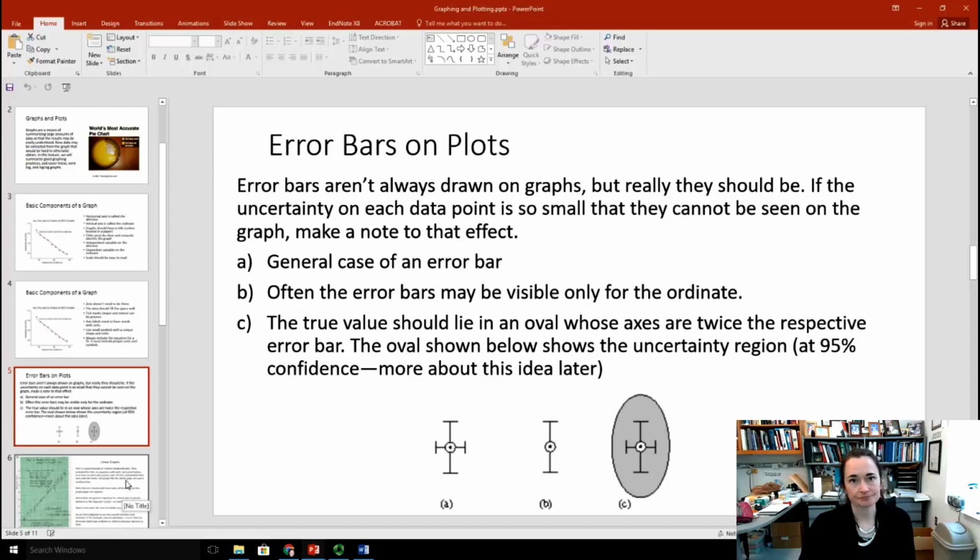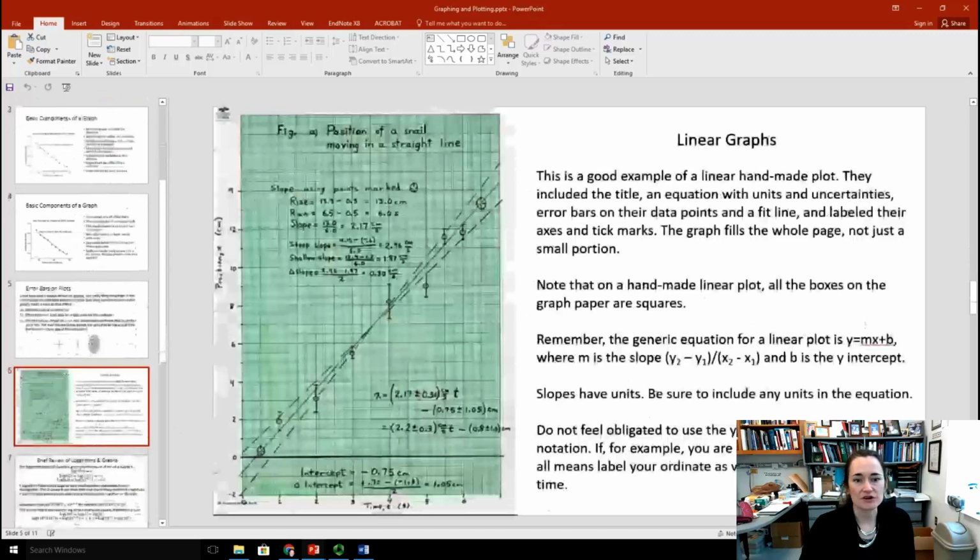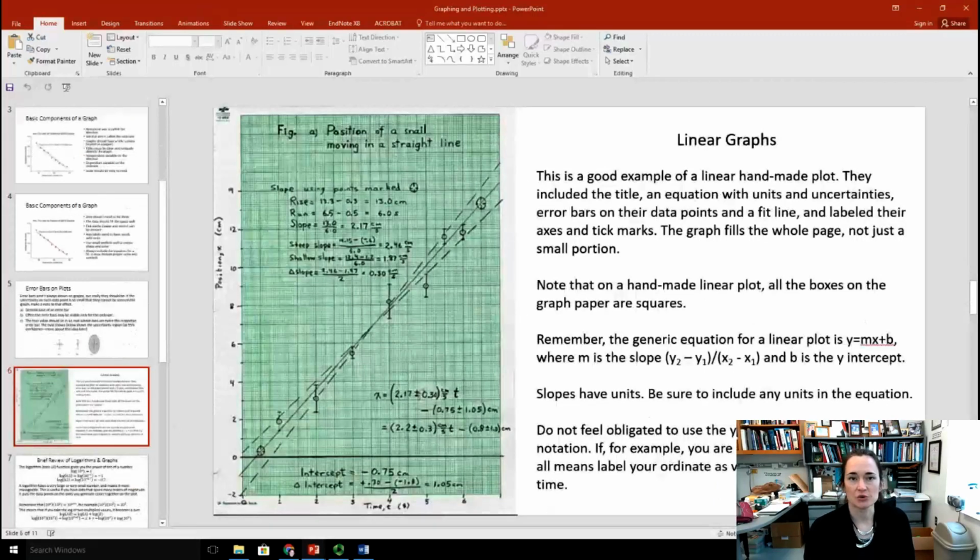Now most of the time in 2210 and 4210, you're going to be generating plots from a tool like Origin or Excel or some other data analysis program. However, sometimes you might be asked to do a graph inside your notebook or something where you're drawing it out. Okay, so if that's the case, then you should still follow a lot of the same rules that you follow for the computer-generated graphs when you draw it out. You should still have a title, you should still have error bars, you should still have reasonable units that are displayed, all that kind of stuff still holds.